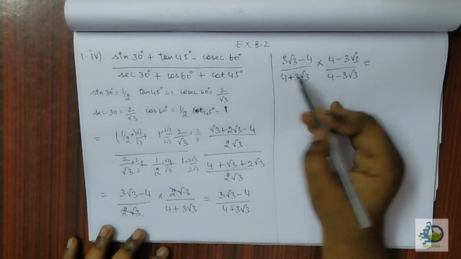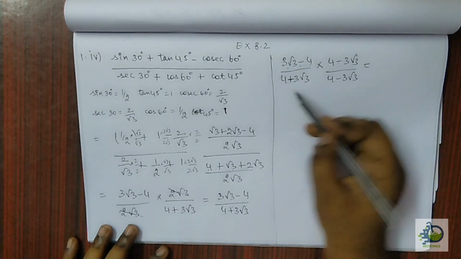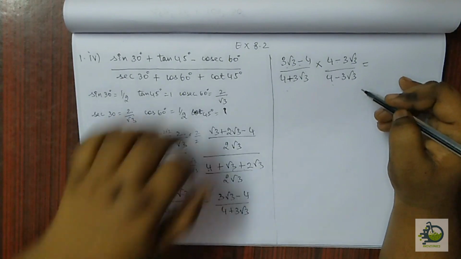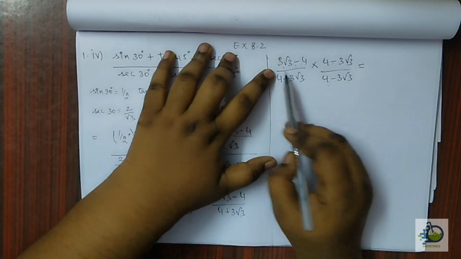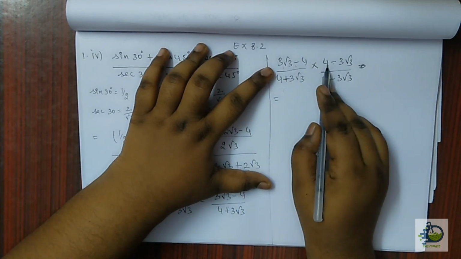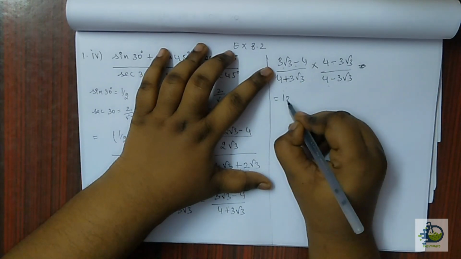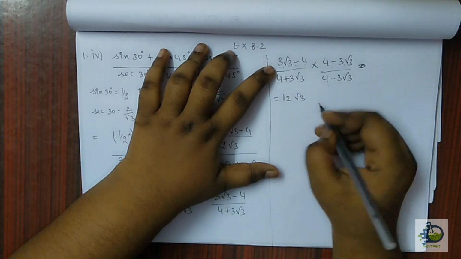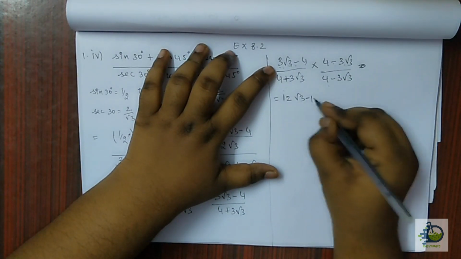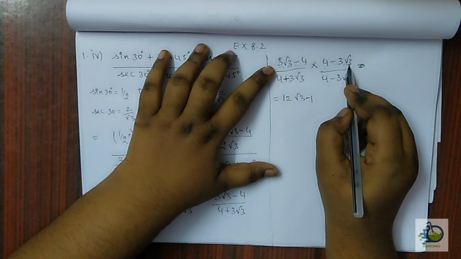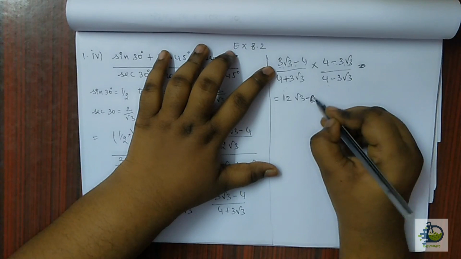So by doing so, we will be multiplying the numerators and the denominators. This is to simplify the answer. Okay, now we are going to solve this. Here 3 root 3 into 4 is 4 3s are 12 root 3. 3 root 3 into 3 root 3 is minus 3 3s are 9. Root 3 into root 3 is 3. So 9 3s are 27.